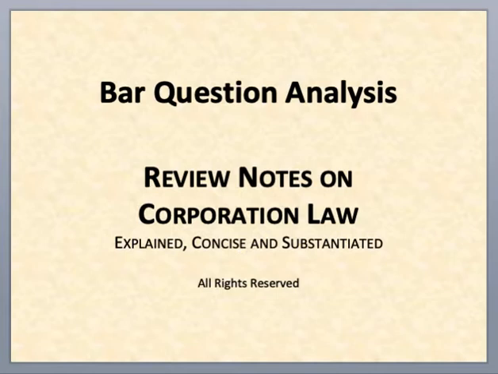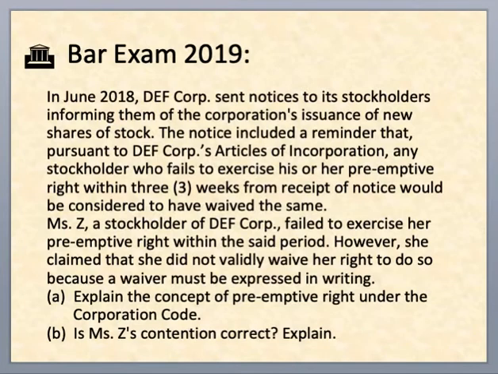This is another video presentation featuring a question on corporation law asked in the 2019 bar exams. The question was, in June 2018, DEF Corporation sent notices to its stockholders informing them of the corporation's issuance of new shares of stock. The notice included a reminder that, pursuant to DEF Corporation's Articles of Incorporation, any stockholder who fails to exercise his or her preemptive right within 3 weeks from receipt of notice would be considered to have waived the same. Ms. Z, a stockholder of DEF Corporation, failed to exercise her preemptive right within the said period.